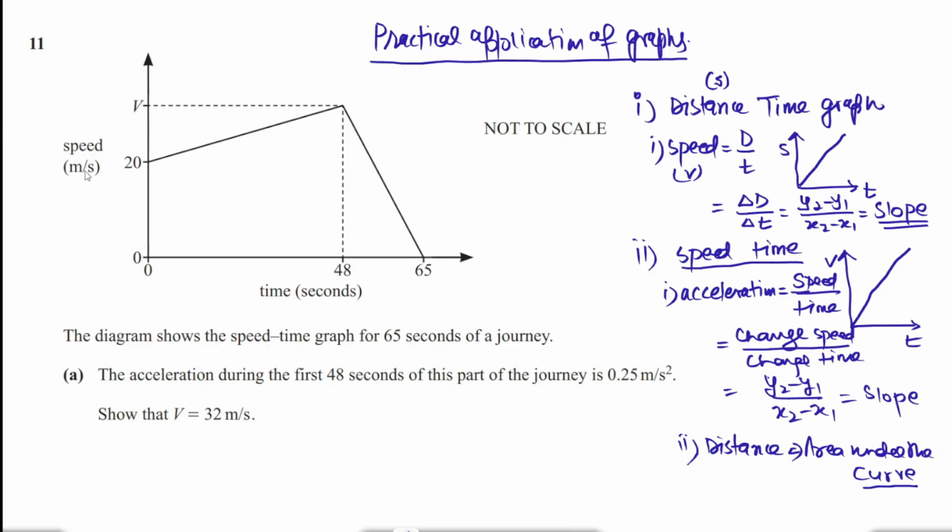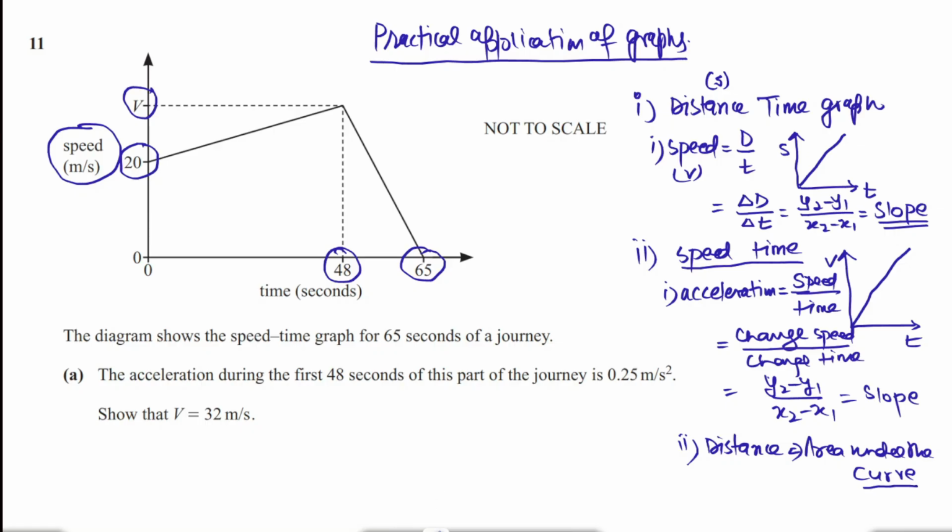It says that this is the y-axis, and this shows us speed in meters per second, denoted by capital letter V here. So it is showing that the speed is 20 meters per second, and that the speed is V meters per second. And the x-axis, this horizontal axis, shows us time. This shows us 48 seconds had passed here, and 65 seconds have passed here.